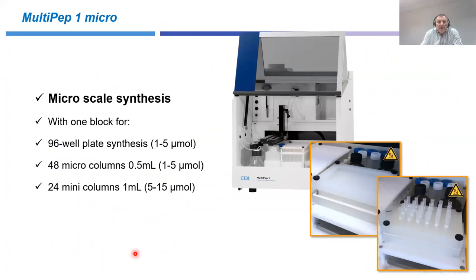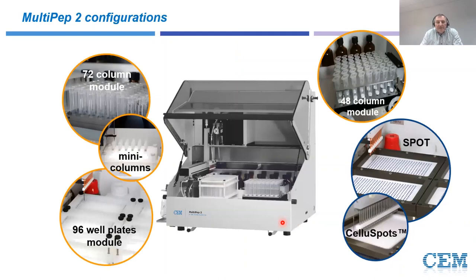Micromole scale is shown here. We can do the 96-well plate synthesis or microcolumns, 48 or 24 at a time, with 1 to 5 micromole, or the even slightly larger system with 5 to 15 micromole. Counting here is generally a TentaGel resin with a 0.2 millimole substitution. The same we have on the larger synthesizer, the MultiPep 2. Also here we have a 72 column large scale module or the 48 column module. So we can go up to 300 micromole synthesis scale on these machines. We have microscale synthesis and spot synthesis.